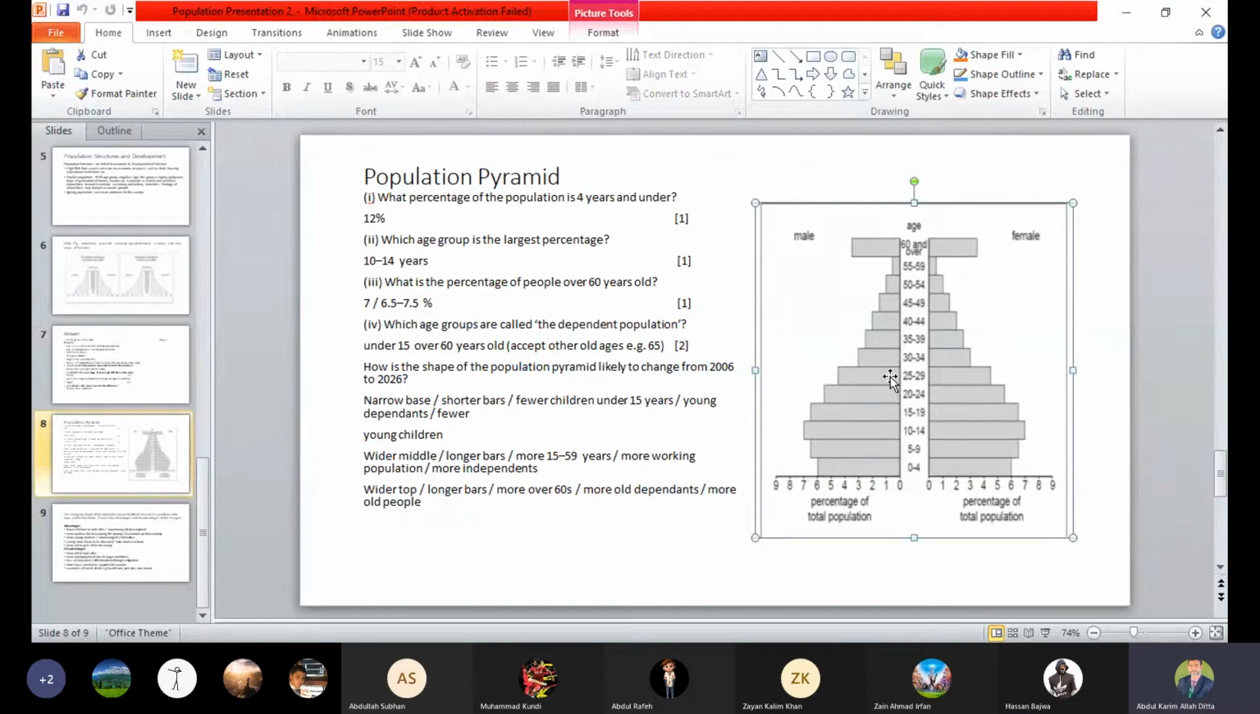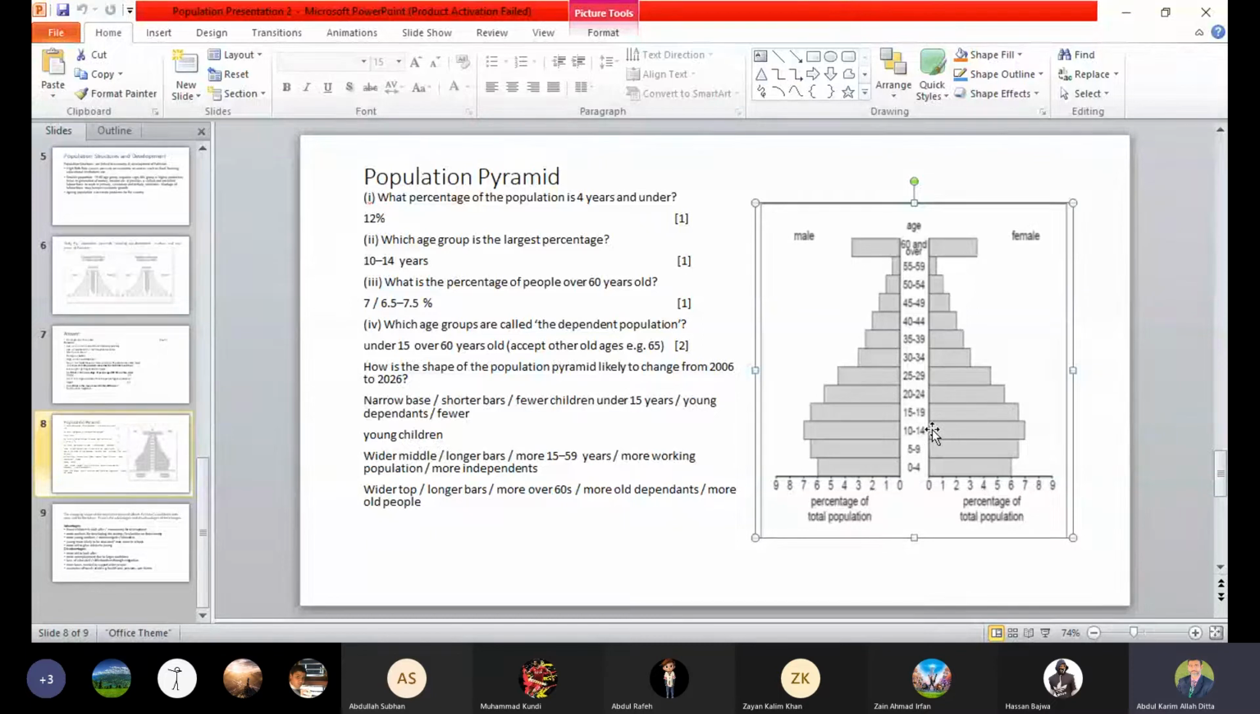You can see this is a population pyramid in which we can see the proportion of male and female of a selected group. Their percentage, you can see that on the left side we have male percentage, and on the right side we have female percentage, my dear. And their age groups, you can see 0 to 4, 5 to 9, 10 to 14.